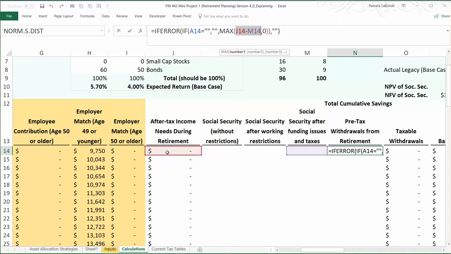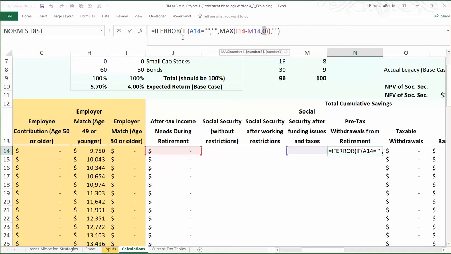That's just in case, in the very unlikely possibility that my income needs are, let's say, 20,000 and my Social Security is 30,000. 20,000 minus 30,000 gives me a negative number, which means I won't need to withdraw any money from my account. I wouldn't put a negative number in column N. That's why I told it to take the max of that difference or zero. Otherwise, return a result of zero.